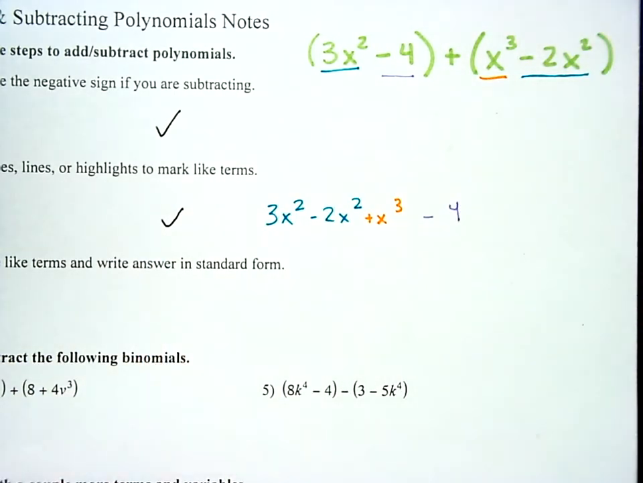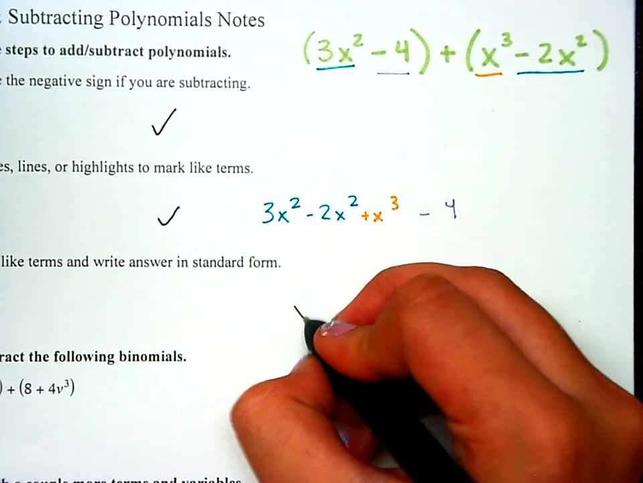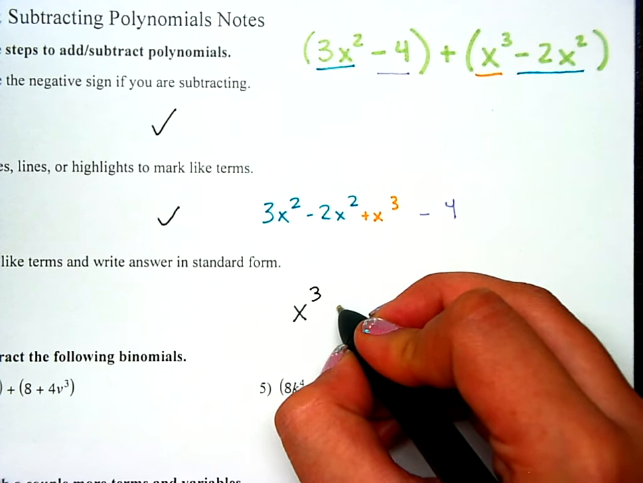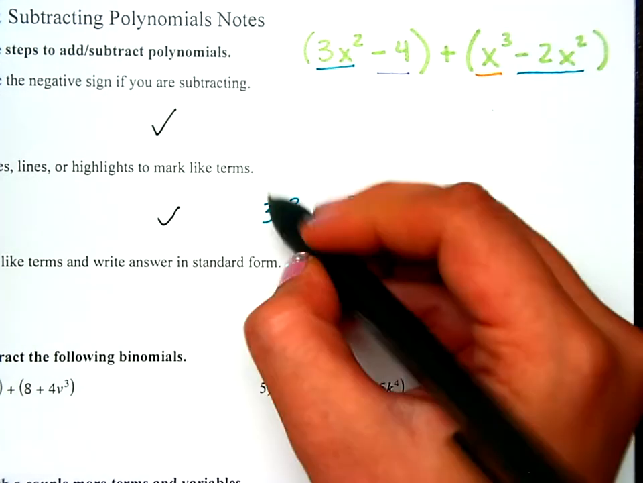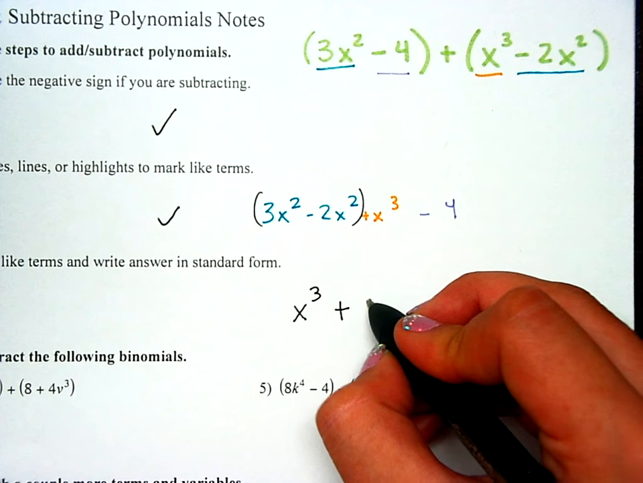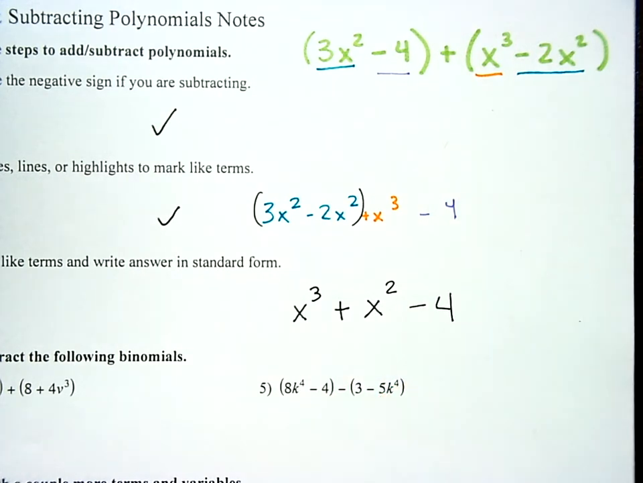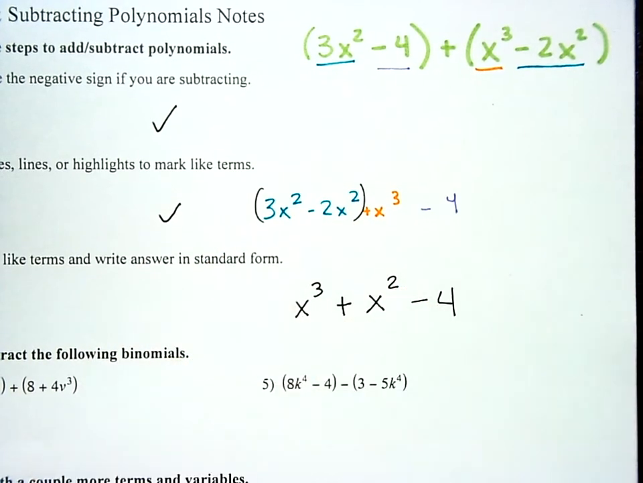Okay, so to write this in standard form, I'm going to write this x to the 3rd first. That's the highest exponent I have. Plus, and then when I combine these right here, this is a 3 minus 2, so I have 1 left, so plus x squared. And then I just have that minus 4 at the end. So I have successfully added these polynomials.